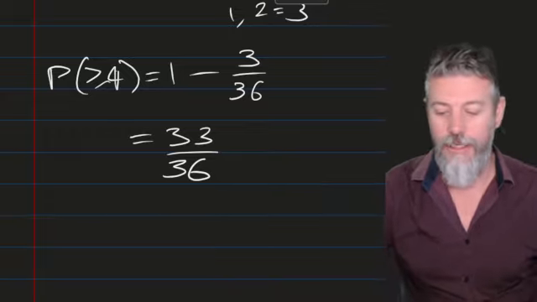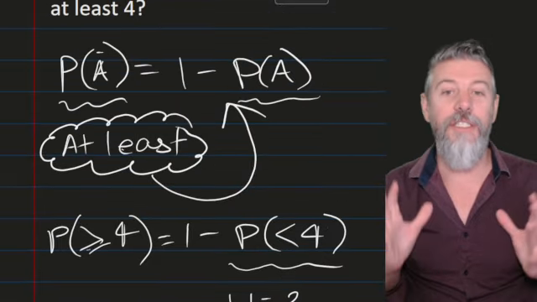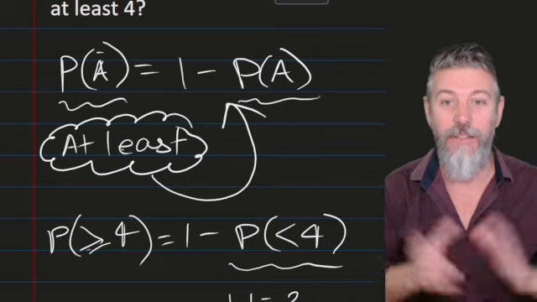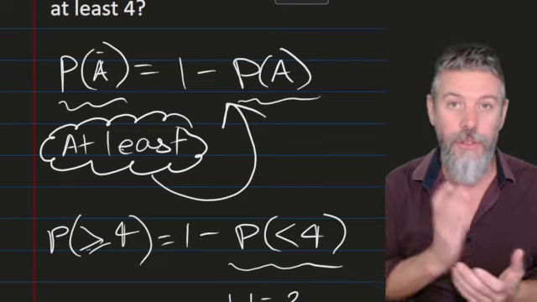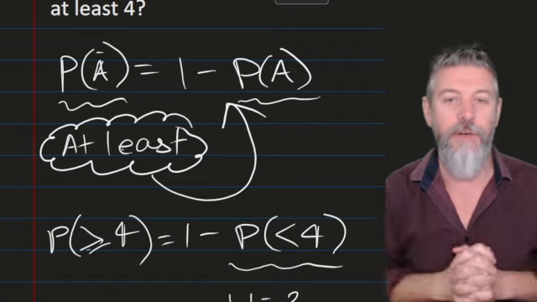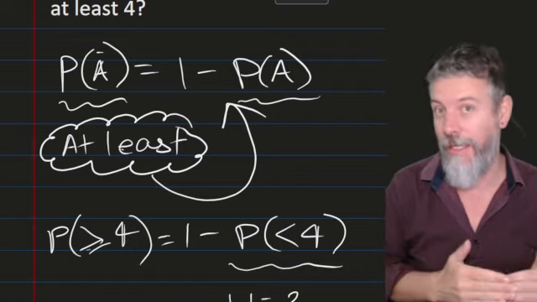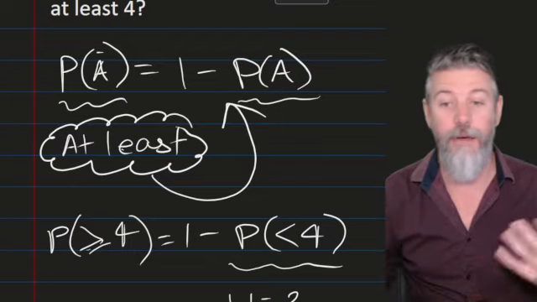So the words "at least", alarm bells have to sound. At least means use the complementary event. It is significantly faster. Do 1 minus the things that are less than it, and you'll be able to answer far, far quicker.